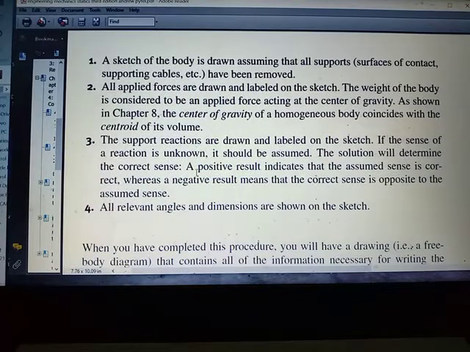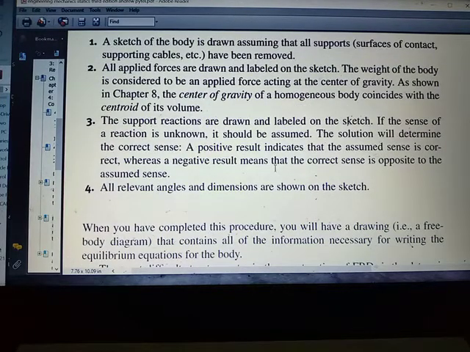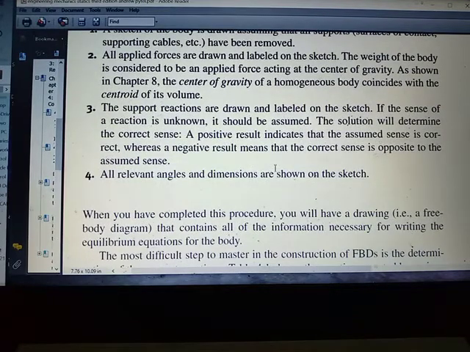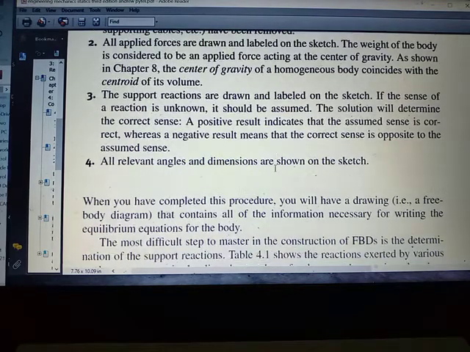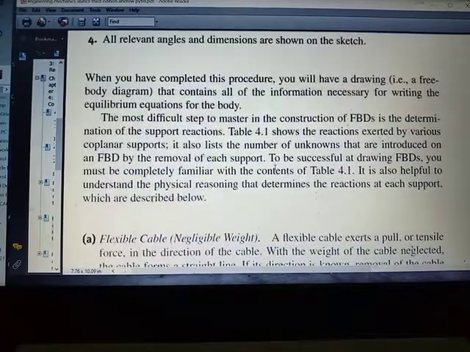Number 3, the support reactions are drawn and labeled on the sketch. If the sense of the reaction is unknown, it should be assumed. The solution determines the correct sense. A positive result indicates that the assumed sense is correct, whereas a negative result means the correct sense is opposite to the assumed sense. All relevant angles and dimensions are shown in the sketch.